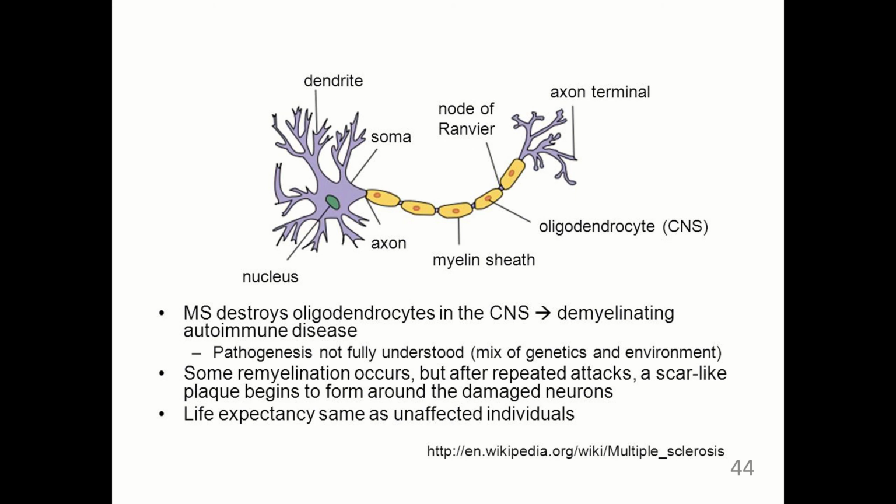Multiple sclerosis destroys oligodendrocytes in the central nervous system, leading to the demyelinating of the neurons. It is an autoimmune disease, and the pathogenesis is not fully understood. It may be a mix of genetics and the environment. Some remyelination can occur, but after repeated attacks, a scar-like plaque begins to form around the damaged neurons. The life expectancy is the same as in unaffected individuals. There is no cure, but this disease can be managed.